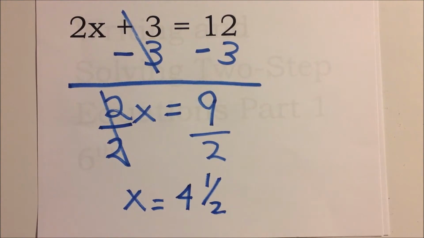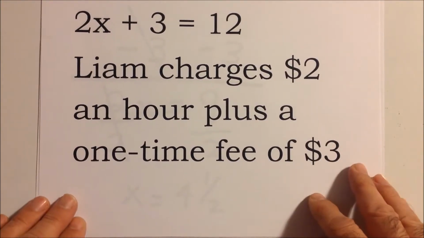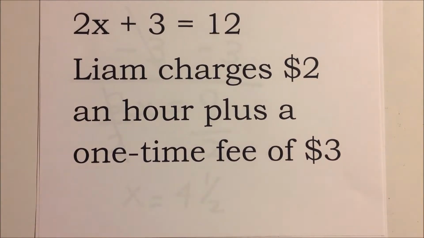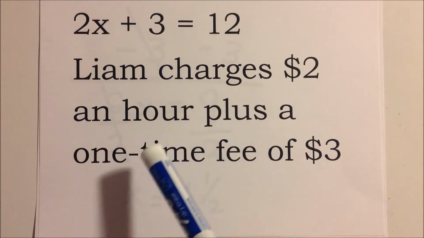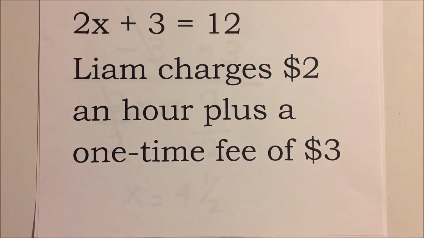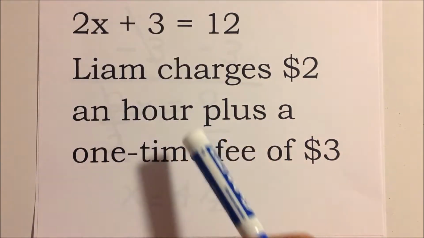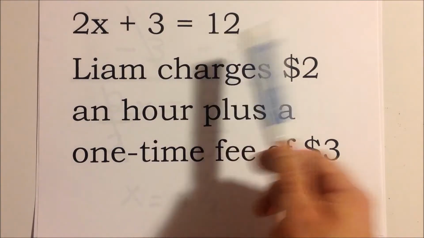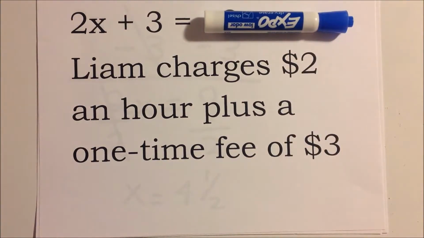But how would we write an equation like that? What if we saw something like 2x plus 3 equals 12? How could we explain that in words? Well, here's an example. Liam charges $2 an hour plus a one-time fee of $3. So the x in this case is going to represent hours. 2 times the hours, $2 an hour that is, plus the initial fee, or the one-time fee, of $3 will give us 12.